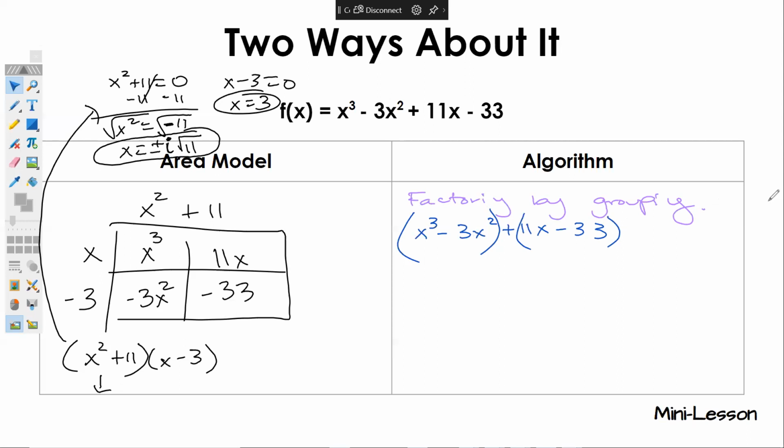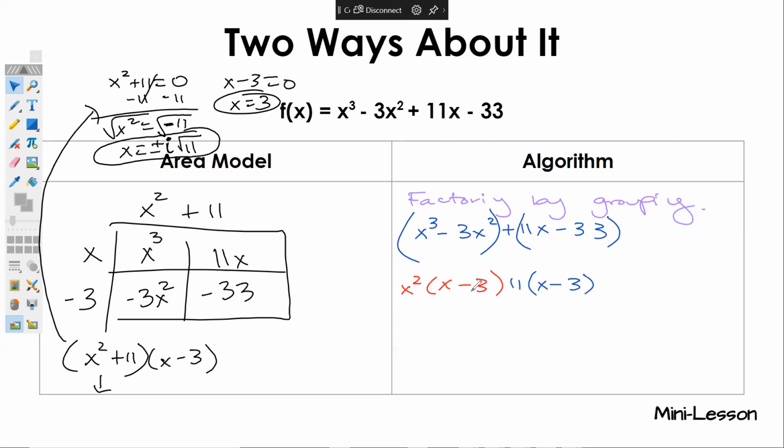Now, from this first group, what can you take out? Okay. And when we divide x cubed by x squared, what do we get? And if we take negative 3x squared and divide it by x squared, what do we get? Negative 3, right? Negative 3. Yeah. Okay. And then we look at the second group. What can we take out from this? Okay. And then if we take 11x and divide it by x, what do we get? It's just x, right? If we take negative 33 and divide it by 11, what do we get?